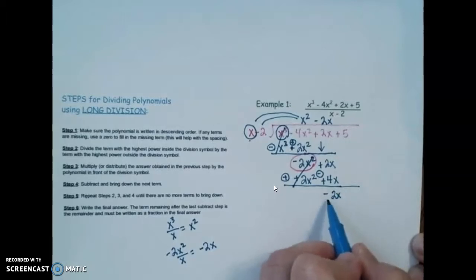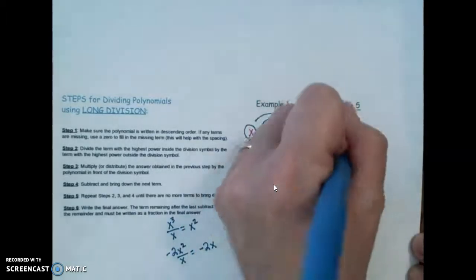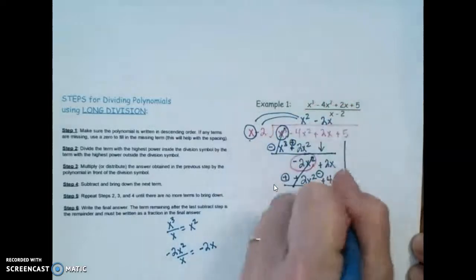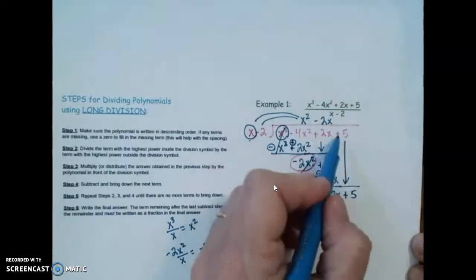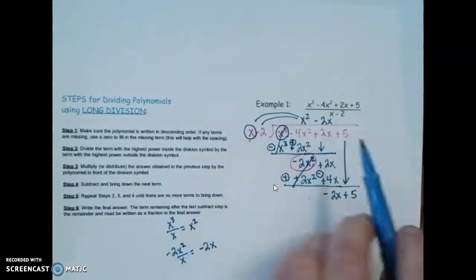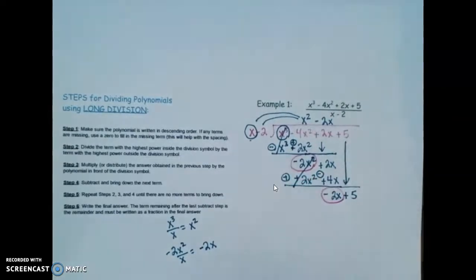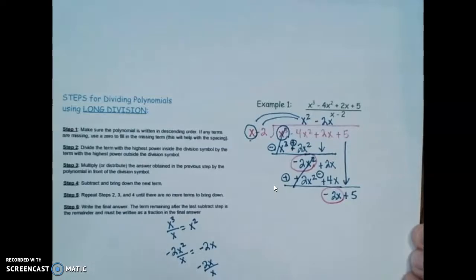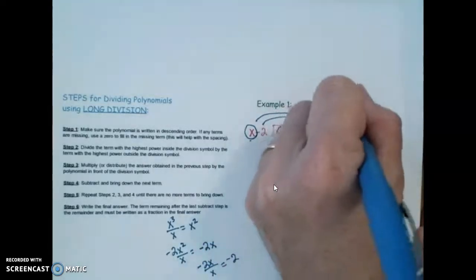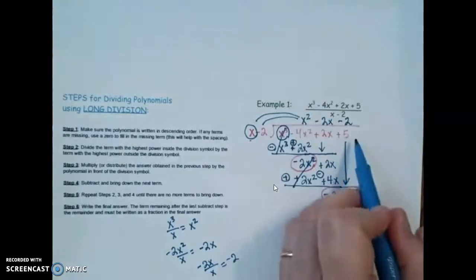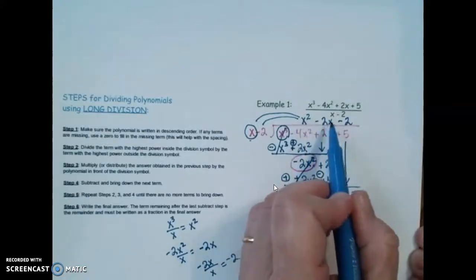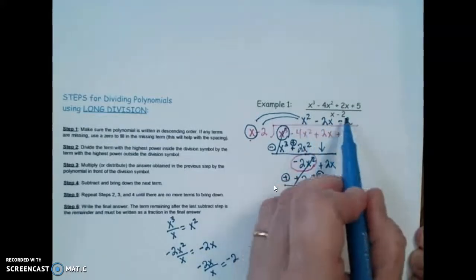Again, this is not big enough. We need it to be a binomial. So we're going to drop down this 5. Always be careful to bring the sign with it. And then we're going to do that same process again. So first term divided by first term. So this time that's going to give us negative 2, which will come right on top of the constant. So see how your x squared, your x, and your constants all lined up.